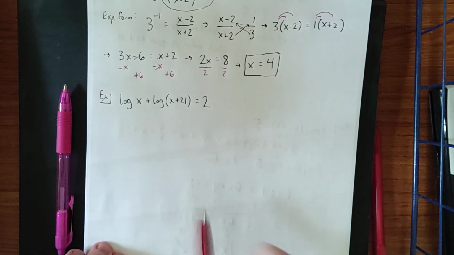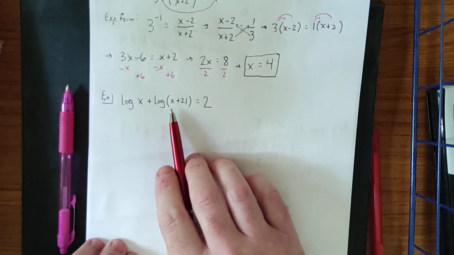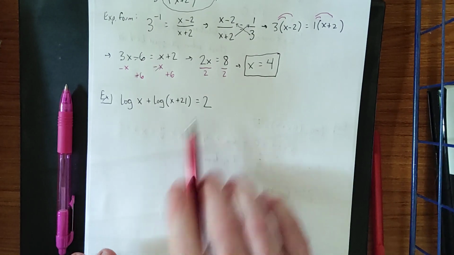We have the common logarithm of x plus the common logarithm of x plus 21 is equal to 2.